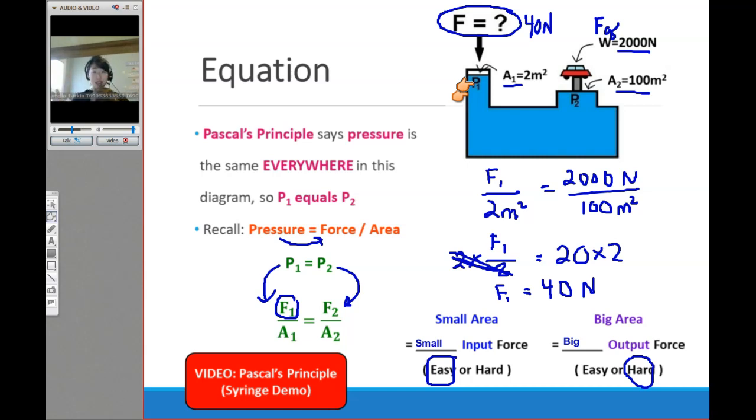All right, so this is the magic of physics, that on one side, by using Pascal's principle, it's super easy. On the other side, it's super hard. Okay, thumbs up if you better understand that now. So Pascal's principle: one side is easier than the other side based on how those pressures are distributed.